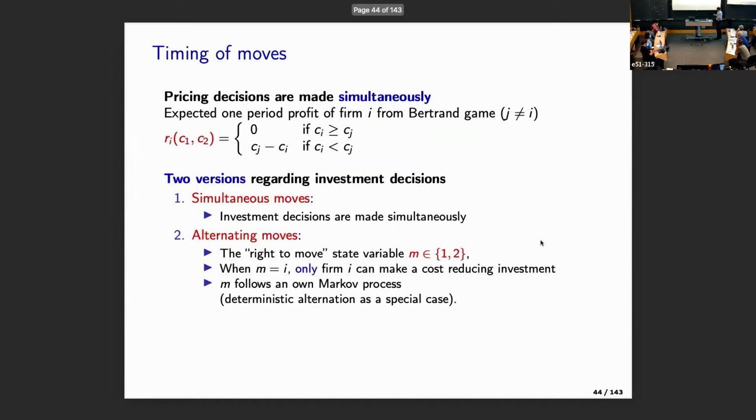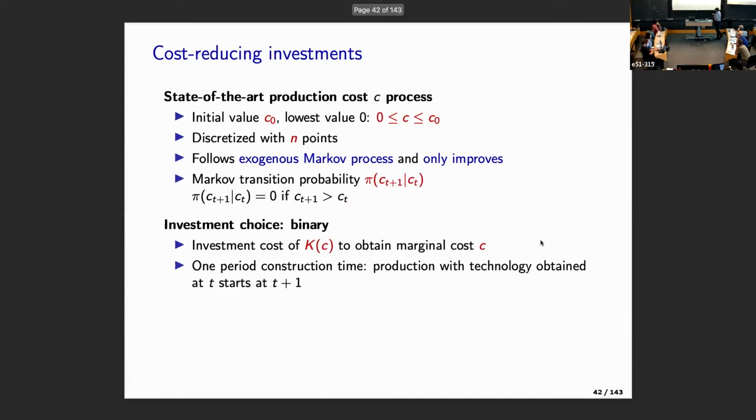What's important to say about pi is that there is no way back. If the improvement has happened, there is a 0 probability that the state of the art can go back to the higher levels of C. Okay, that's clear? That's the key assumption here.